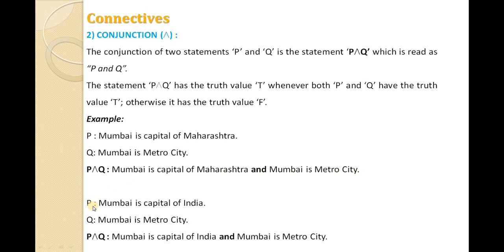Second example: P is Mumbai is the capital of India and Q is Mumbai is a metro city. That's why P and Q is Mumbai is the capital of India and Mumbai is a metro city. Now in this example, Mumbai is the capital of India, this statement is false, and Mumbai is a metro city, this statement is true. That's why false and true, the final conclusion will be false, because for conjunction, for the AND operation, both must be true.